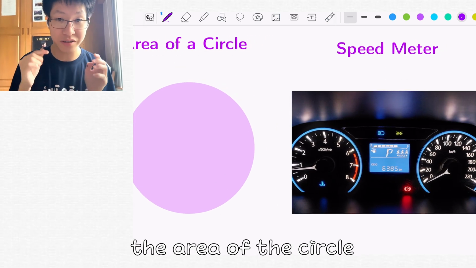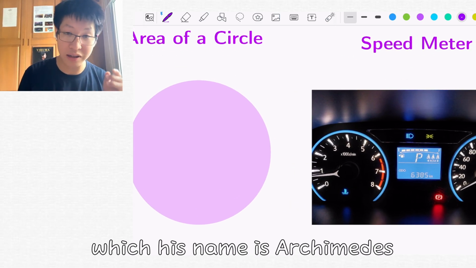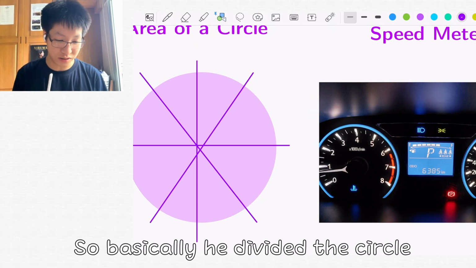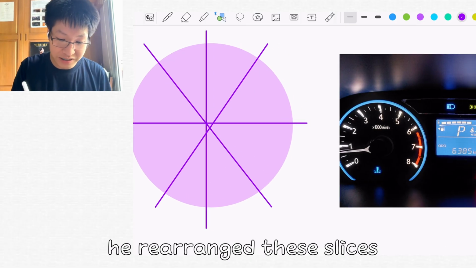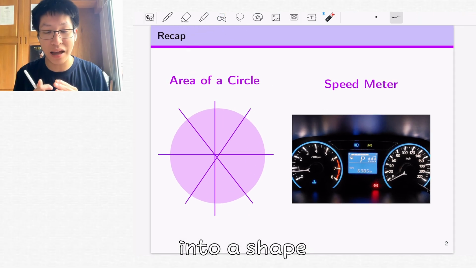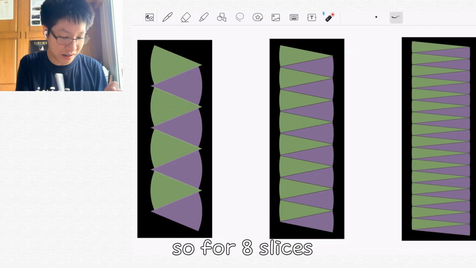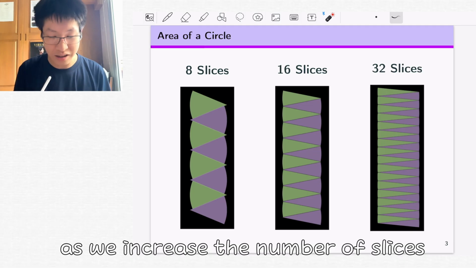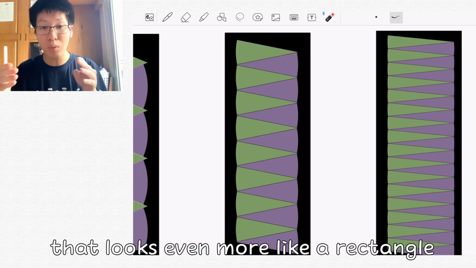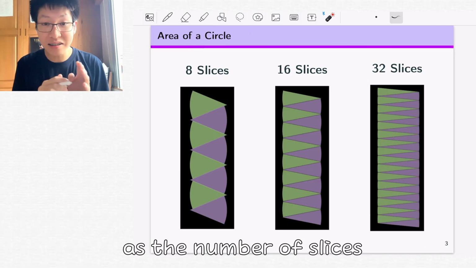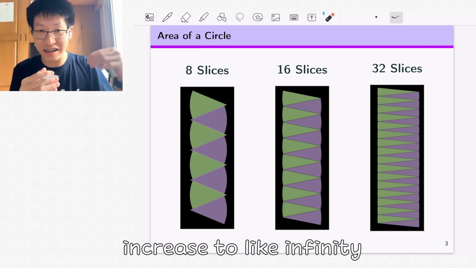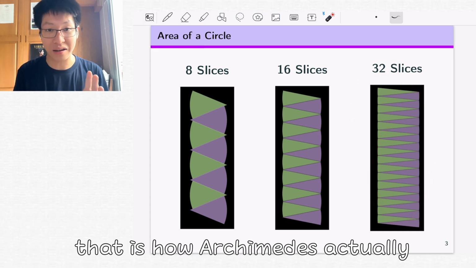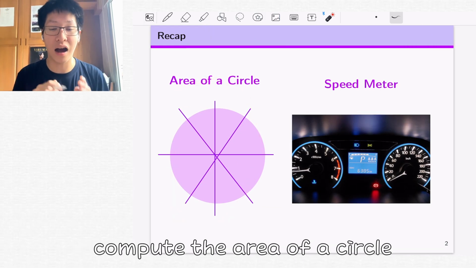For the problem about the area of the circle, one of the philosophers, whose name is Archimedes, came up with a really clever solution. Basically, he divided the circle into 8 slices and then rearranged these slices into a shape that resembles a rectangle. For 8 slices, it's going to be something like this. You can notice that as we increase the number of slices, we get a shape that looks even more like a rectangle. And as the number of slices increases to infinity, we will get the perfect rectangle. That is how Archimedes computed the area of a circle.